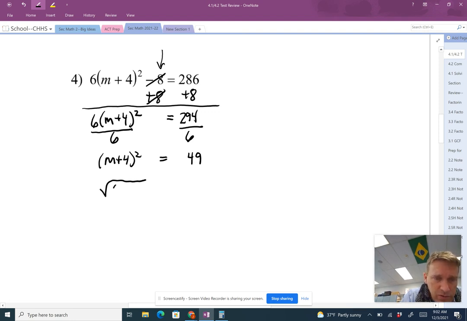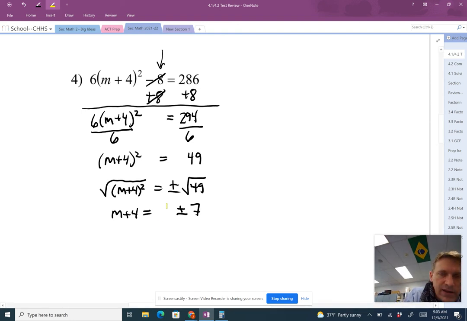The square root of m plus 4 squared equals plus or minus square root of 49. And that cancels the square on the left, leaving just m plus 4 is equal to plus or minus 7. Now, I am leaving some space there in front of my plus or minus 7 because the students want to take the 4 and subtract it from 7. You can't do that. So we're going to take minus 4 and we're going to put it right here in that space, if you will.